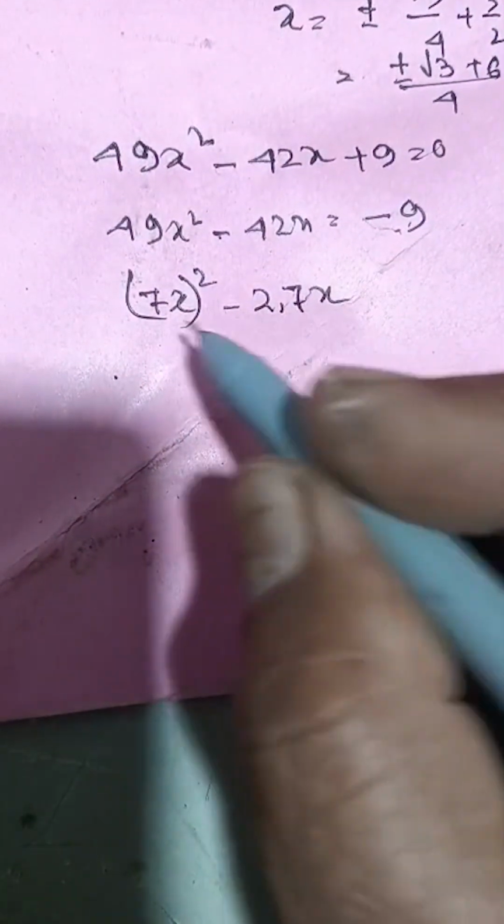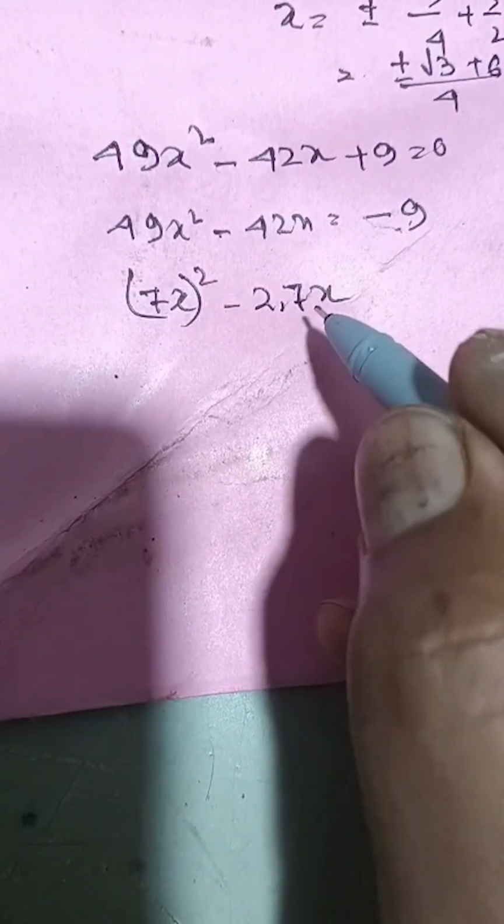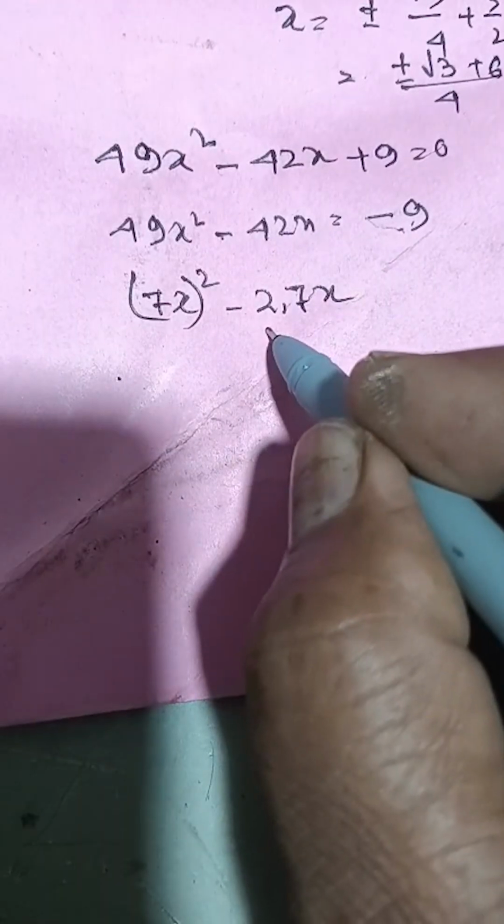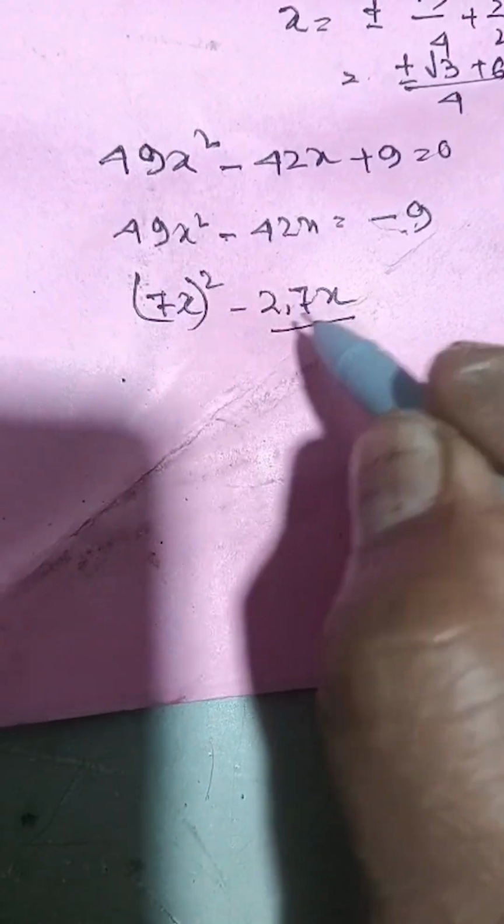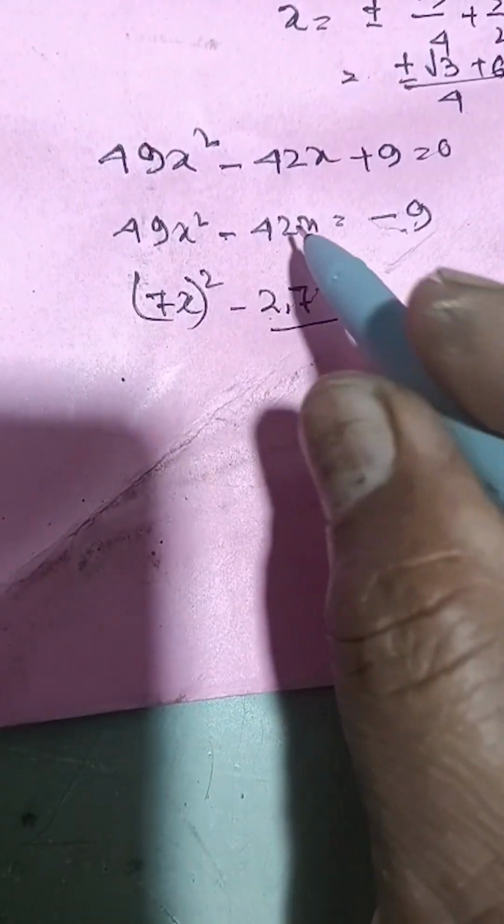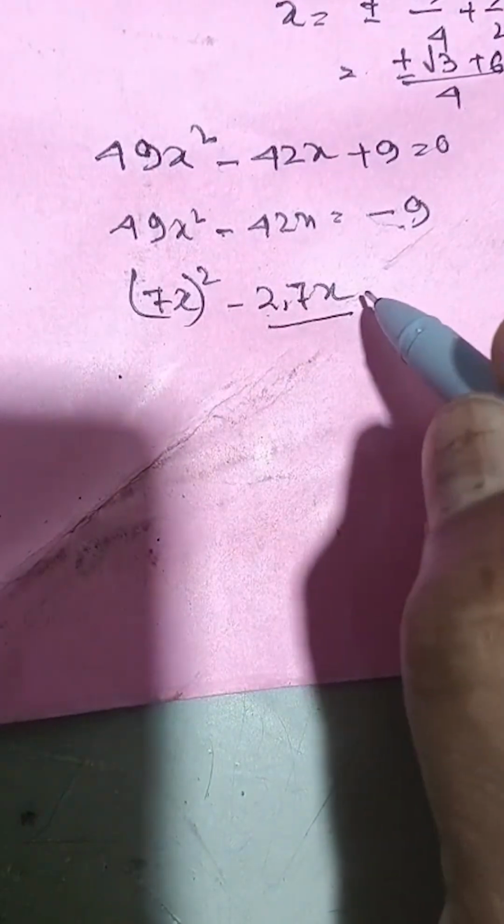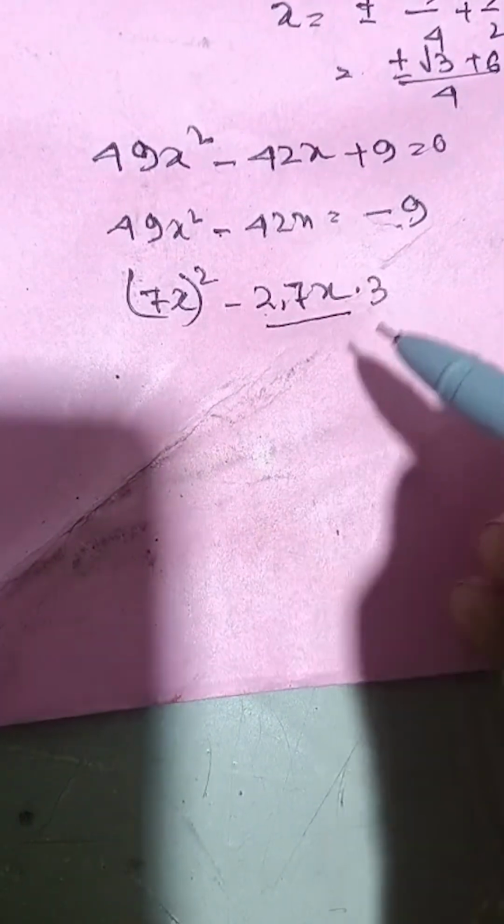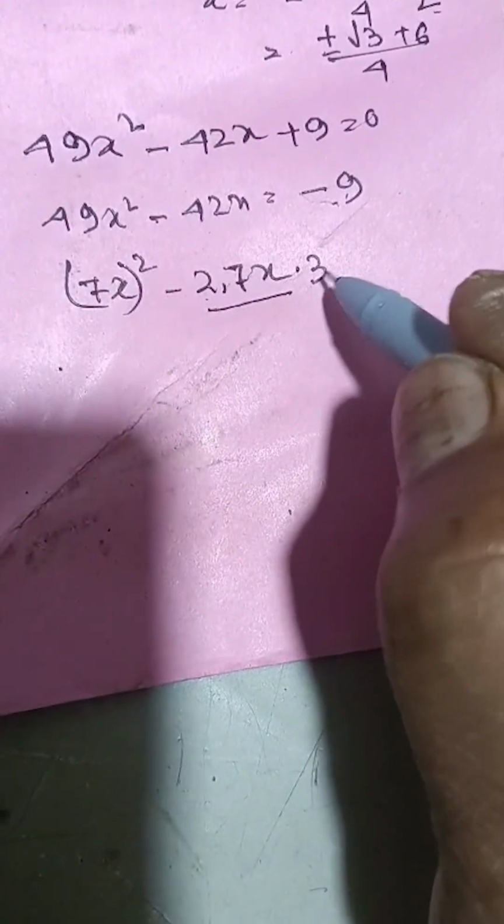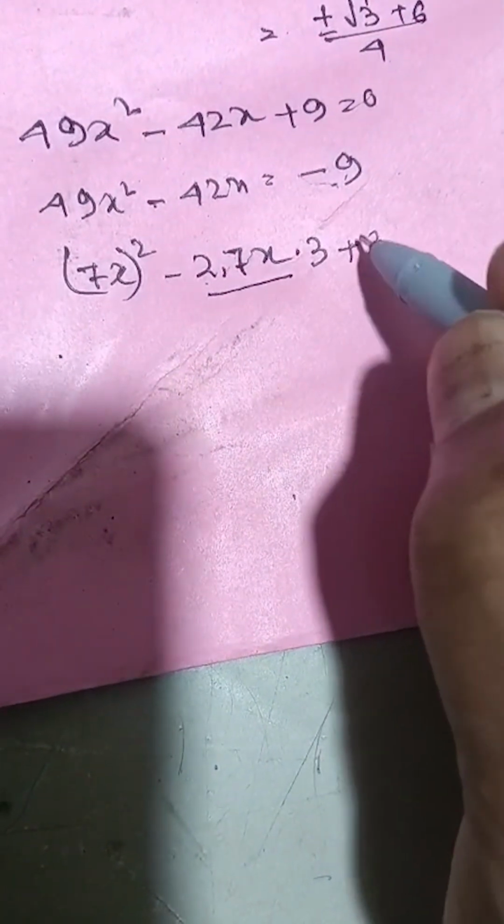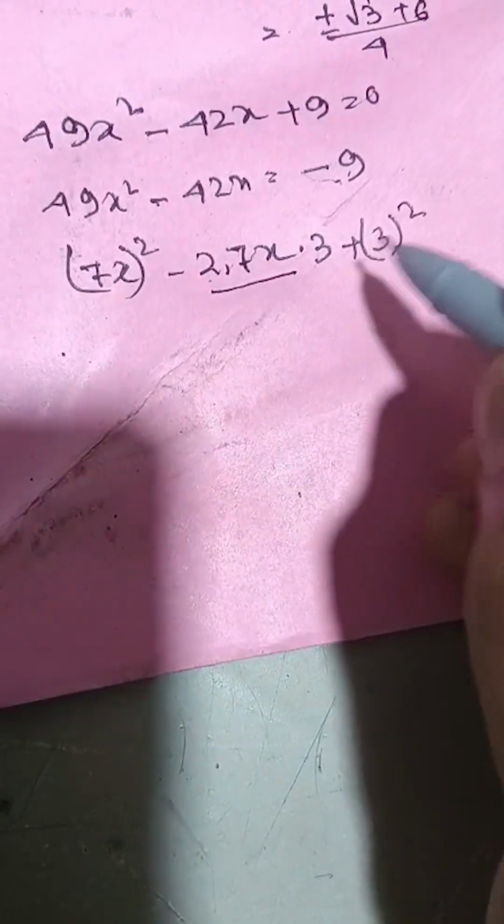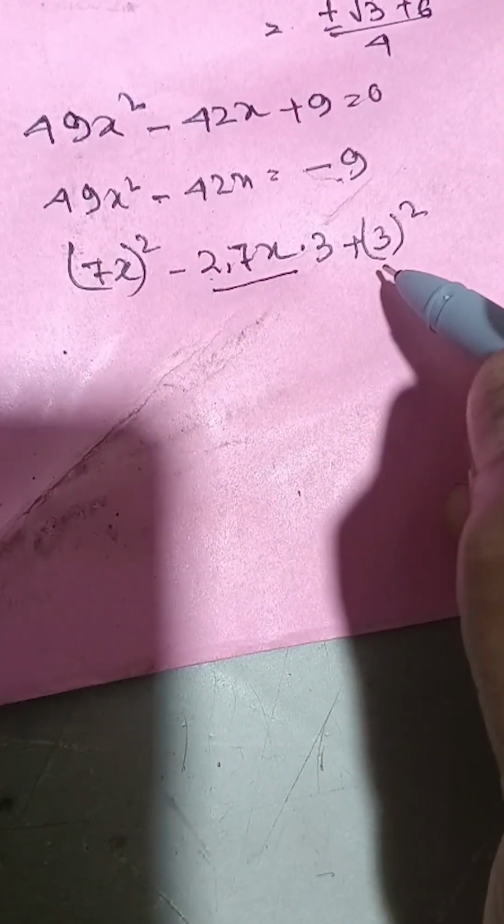That is twice a, from here 7x. Now you see by which number you have to multiply 7 to the 14x to get 42x. So easily 14 into 3 is 42, so that's why we have multiplied by 3. So b becomes 3. So if b is 3, it will be 3 square. You see, I have written 3 square extra on this side to make it a perfect square.